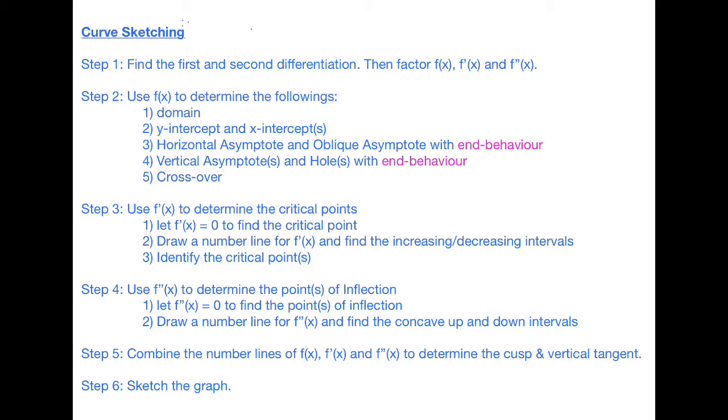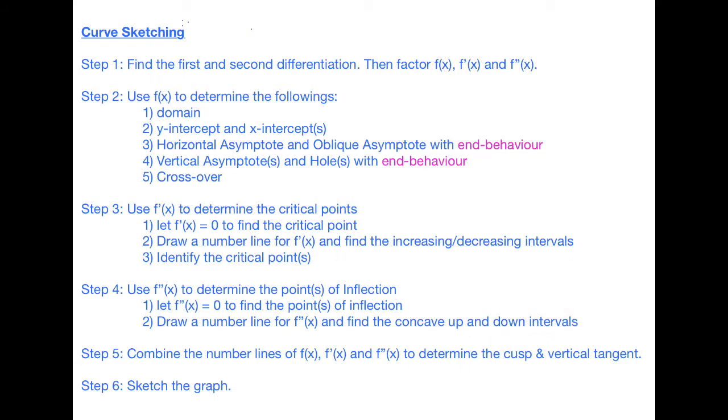Step 4, we're going to use the second differentiation to determine our points of inflection. Once again, you let f double prime be 0 to find the points of inflection, and then we draw a number line for f double prime, including all the points of inflection and the restrictions, and we're going to check the concave up and concave down intervals.